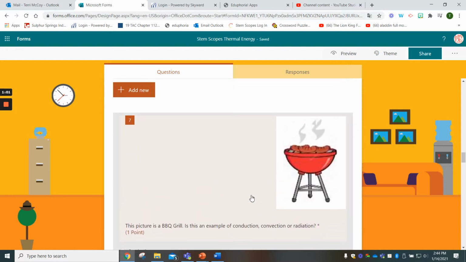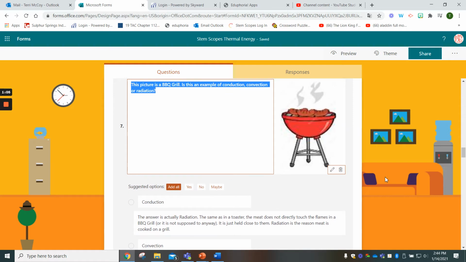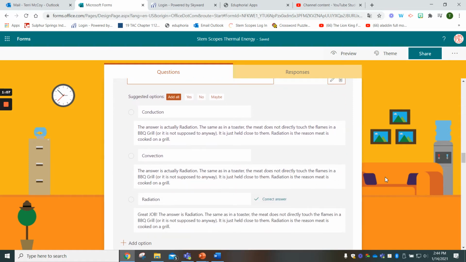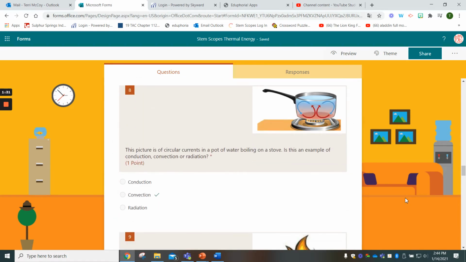The next one we have is a barbecue grill. Is this an example of convection, conduction, or radiation? A barbecue grill is a great example of radiation. So the same as the toaster, the meat on a grill does not directly touch the flames in a barbecue grill, or is not supposed to anyway. That's kind of the goal. Like you want the heat, but not the flames to touch it. So it's just held close to them, the meat is. Radiation is the reason that meat is cooked on a grill.